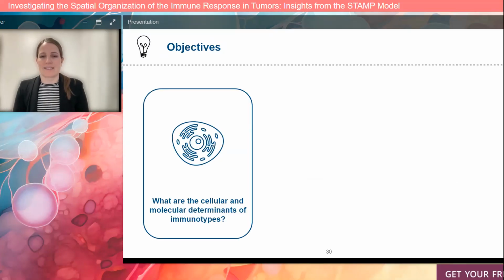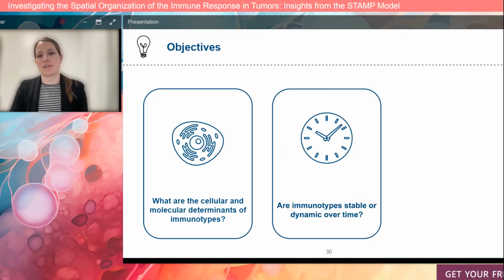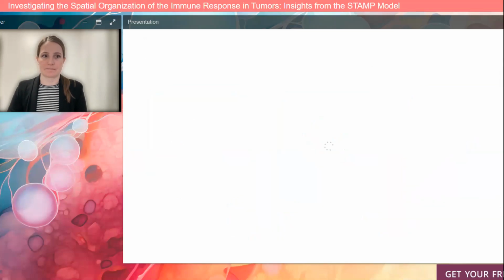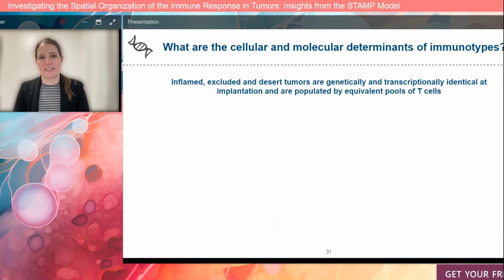So armed with this system, we wanted to look deeper into what are the cellular and molecular determinants of these immunotypes. We wanted to know, are these immunotypes stable or dynamic over time? And how does cancer immunotherapy impact immunotypes to promote tumor response? So the first question we set out to answer was whether the determinants of immune phenotype were tumor cell intrinsic or extrinsic. We wanted to know whether there were pre-existing differences in the tumor cell line or differences in the T cells that accounted for the different fates.